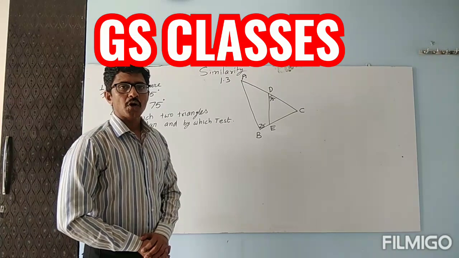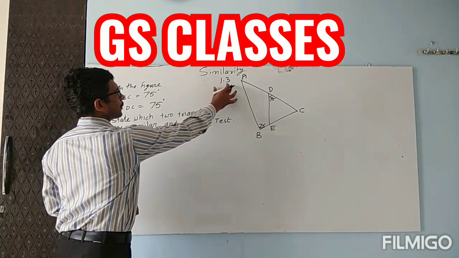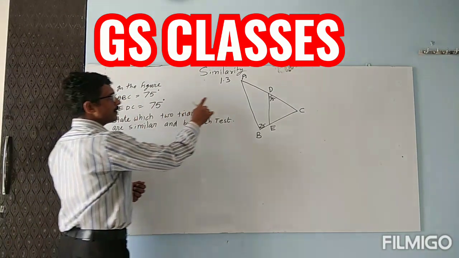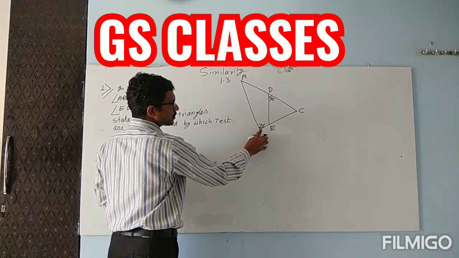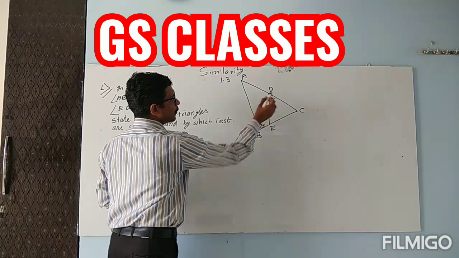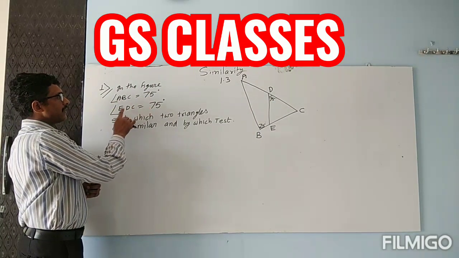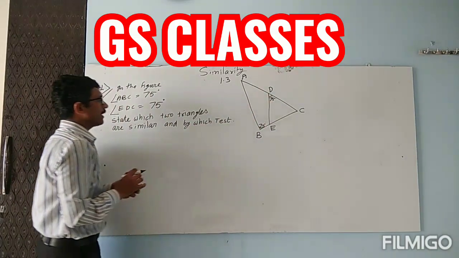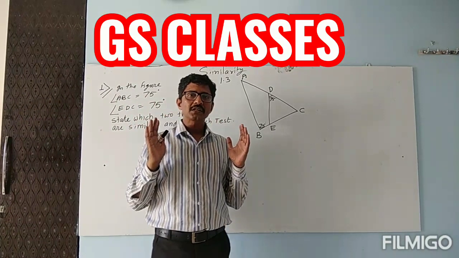So children, let's solve this question. This is the first question of exercise 1.3. Children, here they have given ABC, in which angle B is 75 degrees and angle D is how much? 75. Angle ABC is 75, angle EDC is 75. That's it. Only these two pieces of information they have given.